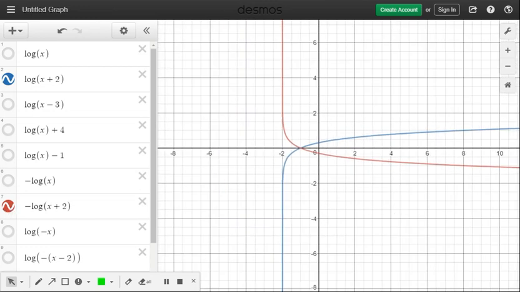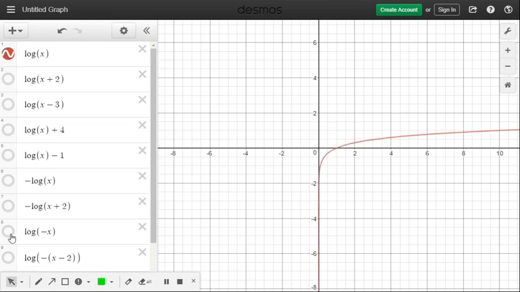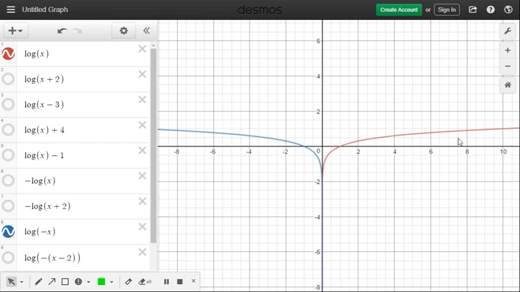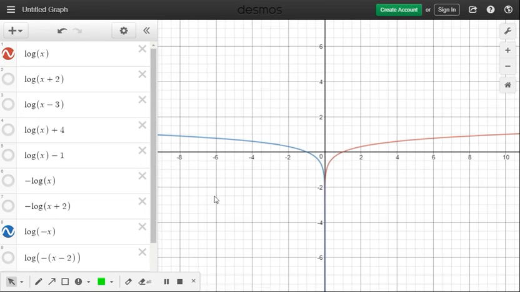Now, let's talk about when there's a negative in front of x, inside the parenthesis. So again, in front of x and inside the parenthesis. I'm going to bring back log of x, and now I'm activating log of negative x. As you can see, it just basically flipped over the y-axis. So from the red to the blue graph, it flipped or reflected over the y-axis. It's pretty much the same transformation from 1.5 and exponential functions. So let's take another look when we have another number inside the parenthesis.